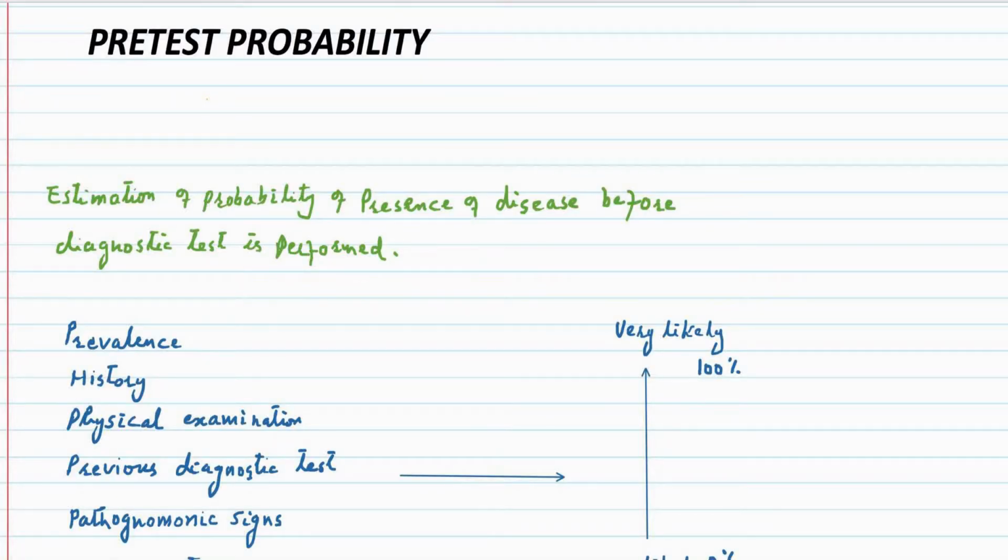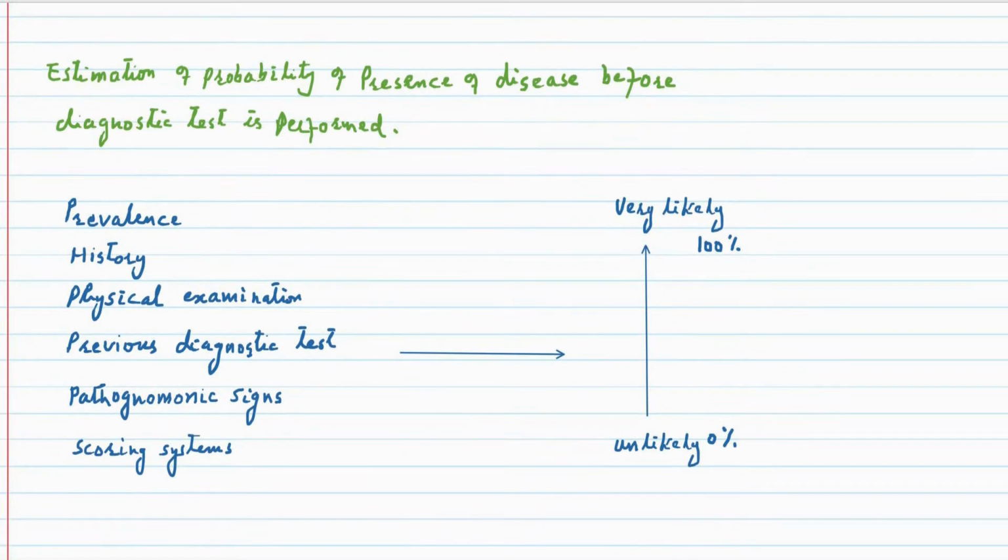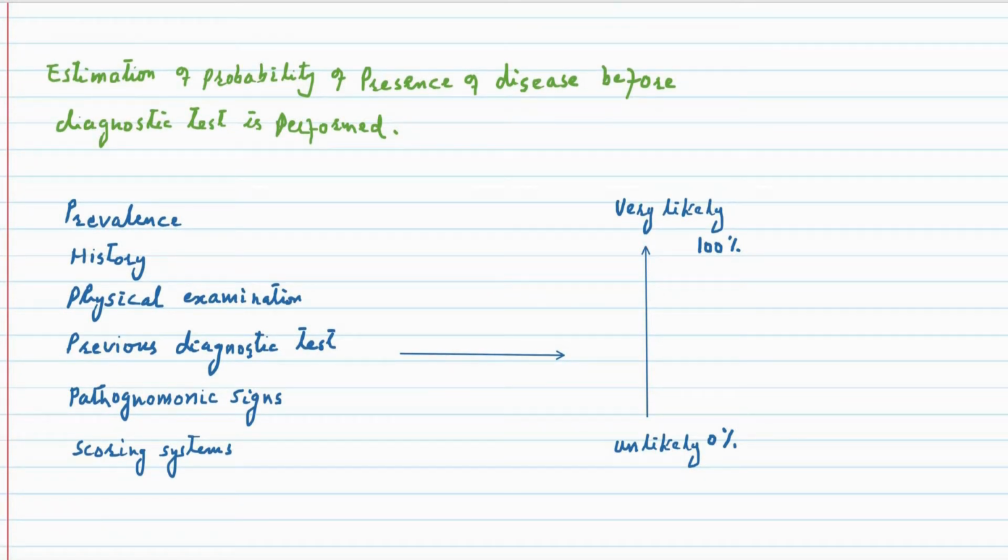First of all, let's discuss pretest probability. This is the probability of presence of disease before a diagnostic test is performed. Prevalence of disease, history, physical examination, and results of previous diagnostic tests help us in estimation of pretest probability.